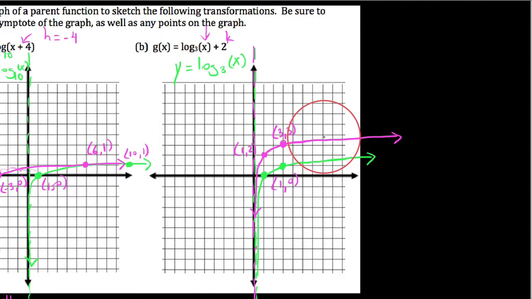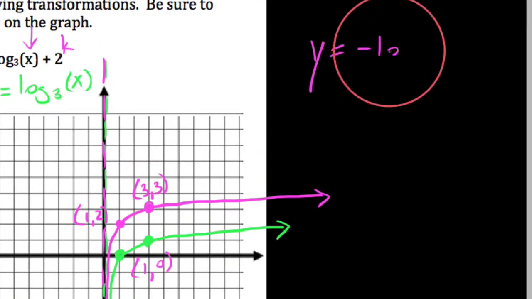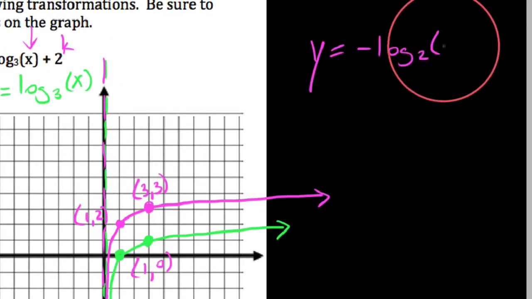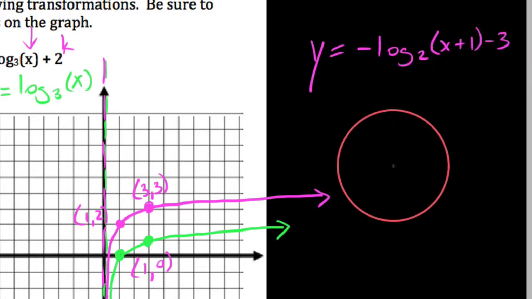So as an aside, I would like to look at one more thing. You can turn the video off right now, but reflections. What if I had a reflection? What if, for instance, I said let's graph y equals negative log base 2 of (x plus 1) minus 3. Oh my goodness, there's a lot going on here, okay?